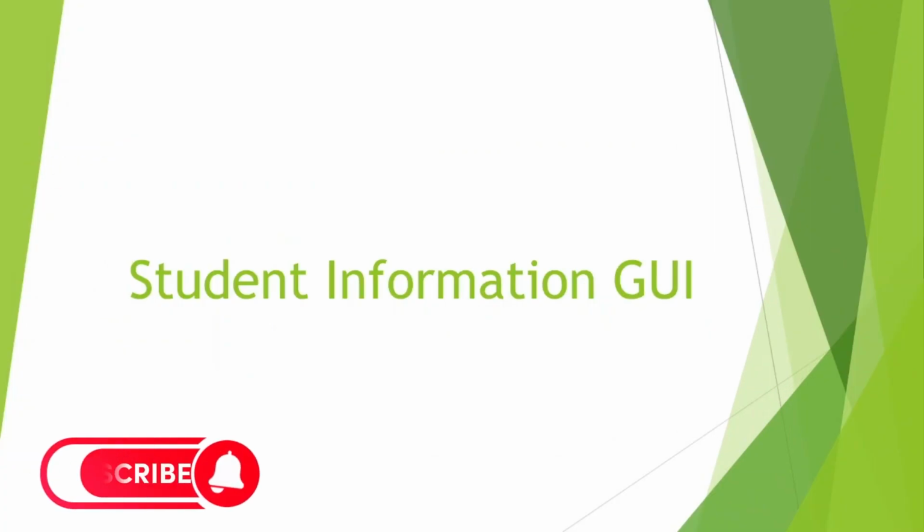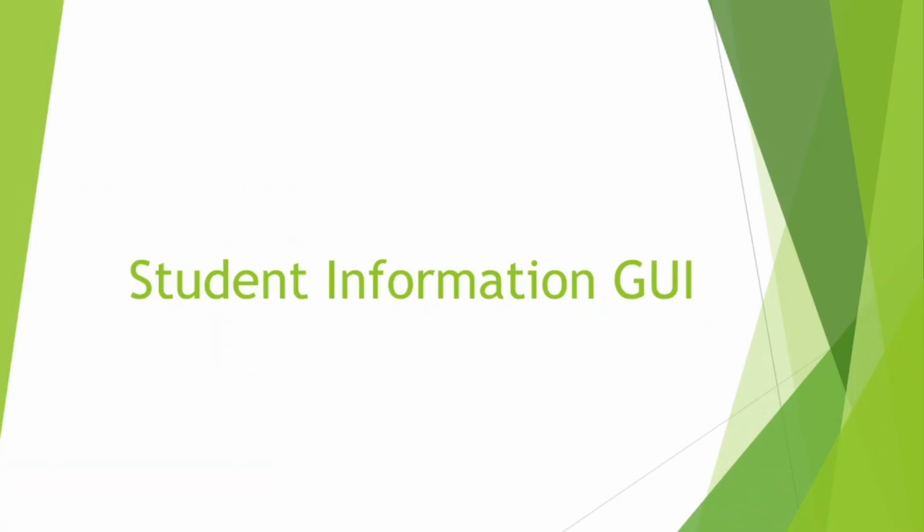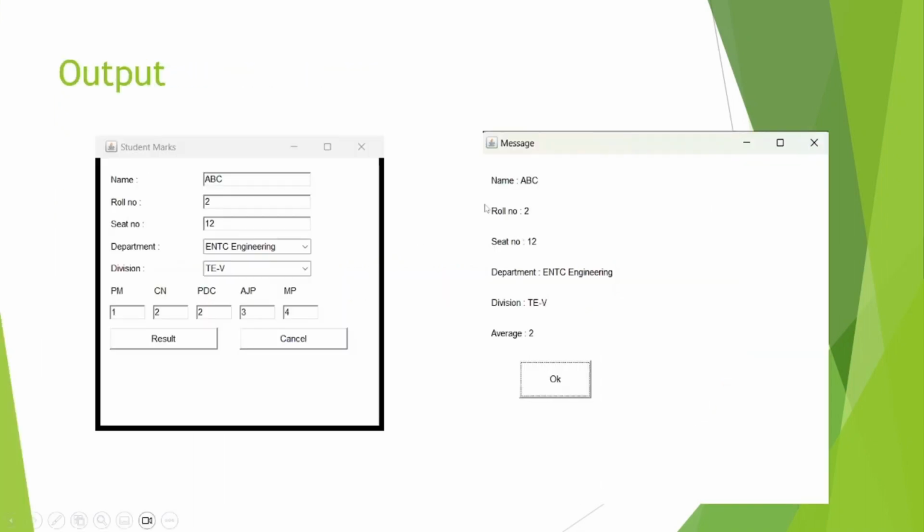Right. So for today we will be developing an AWT GUI for student information. Let's see how it will look like. It should be looking like this. That is, there will be two frames in this. There will be a certain number of labels, certain number of text fields.